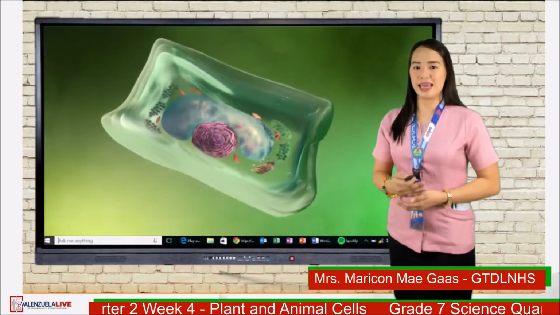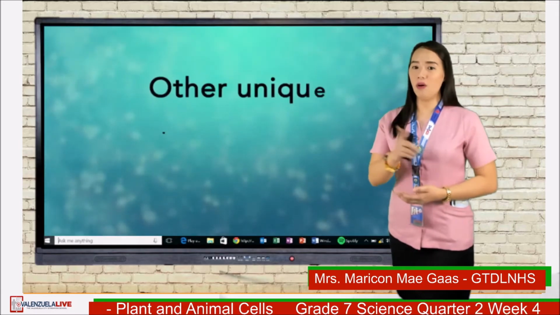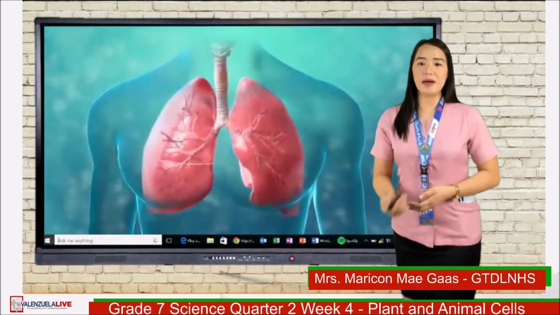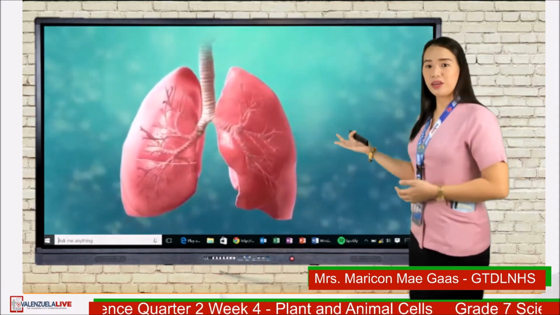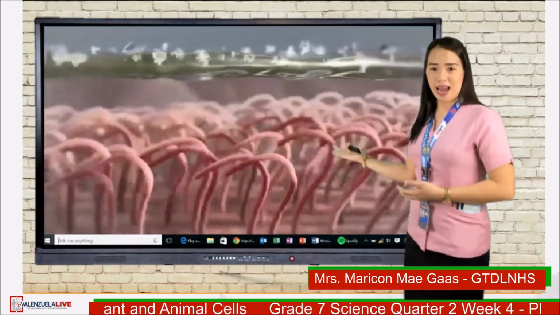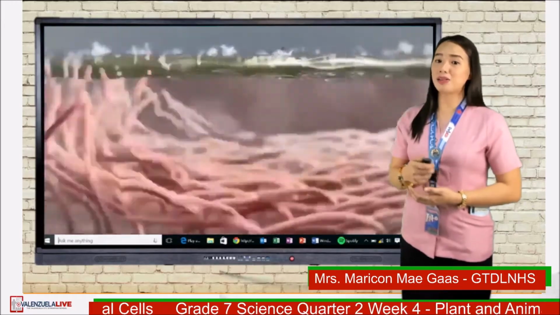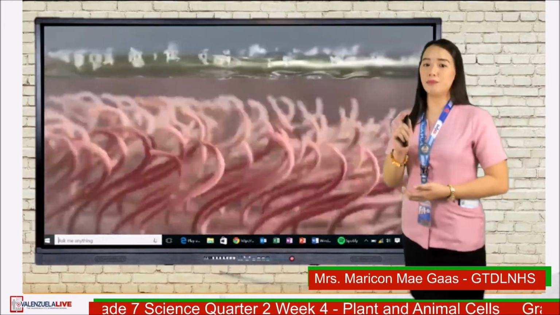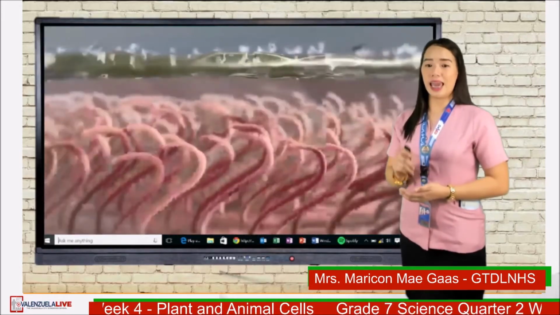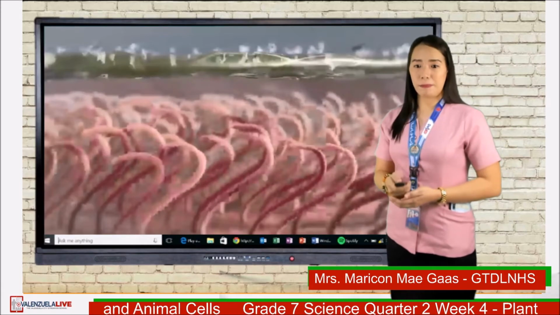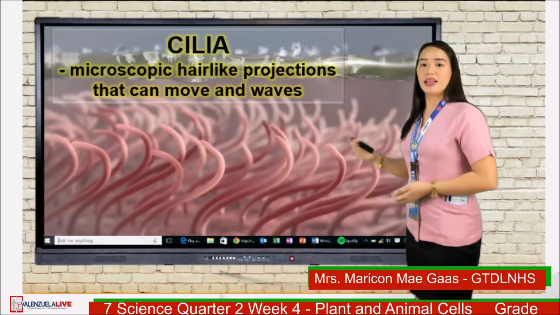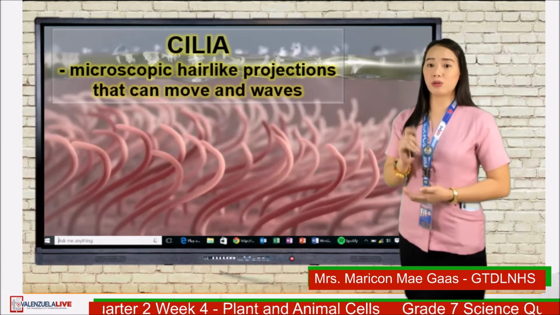There are many other unique structures that only some cells have. Here are some of those. In humans, for example, the respiratory tract is lined with cells that have cilia. These are microscopic hair-like projections that can move in waves. This feature helps trap inhaled particles in the air and expels them when we cough. Again, these are the microscopic hair-like projections called cilia.